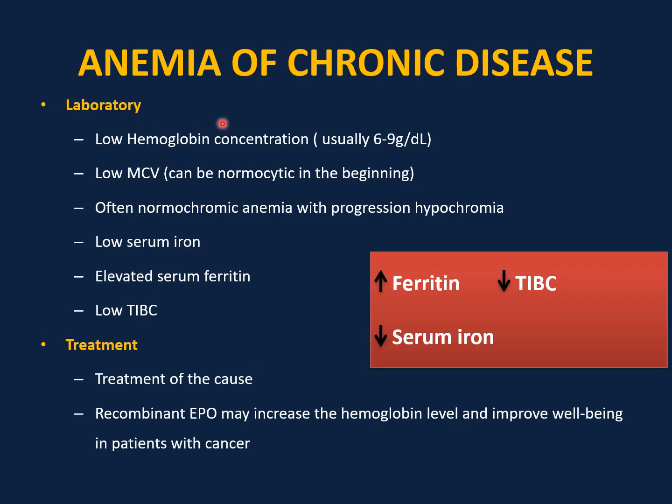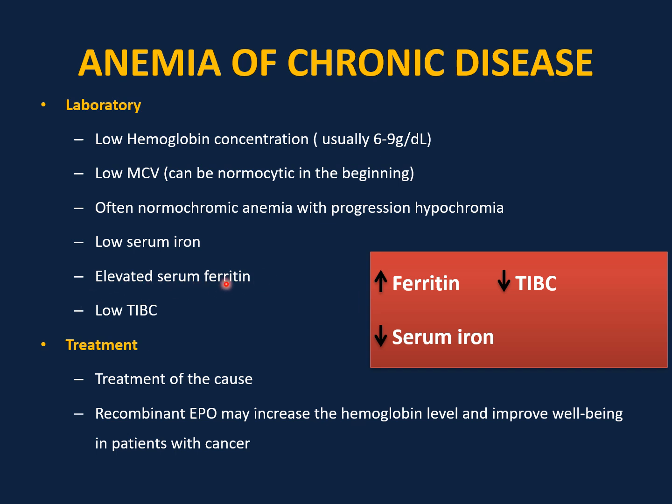Laboratory findings in cases of anemia of chronic disease: low hemoglobin, low MCV or microcytic anemia, but it can be normocytic in the beginning and become more microcytic, with smaller cells, as the disease progresses. Often normochromic anemia, but with the progression of the disease it will become hypochromic. Low serum iron, because a high percentage of the iron is trapped in the macrophages, and elevated serum ferritin because of two factors: the associated inflammation and also the high percentage of iron stored in the macrophages.